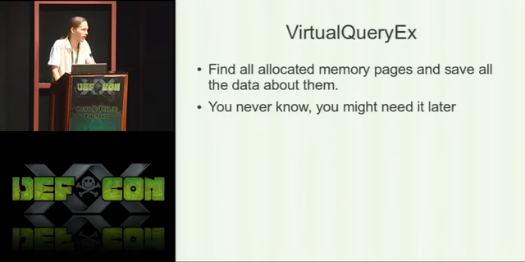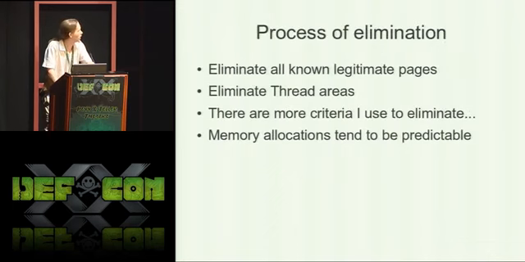So the thing that you need to do this is just VirtualQuery, with which you can find out a bunch of data about just about any memory area in just about any process. You can just save all that. You might need it later. Process of elimination: you're looking to find all your legitimate pages, eliminate everything that's legitimate, and then pick through from there.